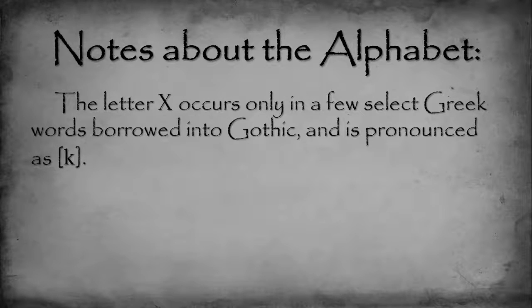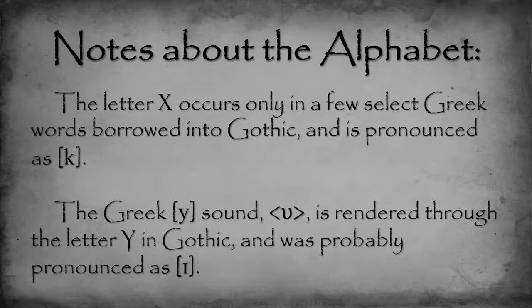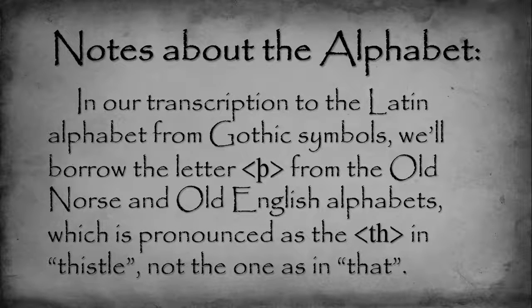The letter Enguz occurs only in a few select Greek words borrowed into Gothic, and is pronounced simply as K. The ancient Greek U sound, upsilon, is rendered through the letter Winne in Gothic, and is probably pronounced as a short I sound, which we'll cover later. In our transcription to the Latin alphabet from Gothic symbols, we'll borrow the letter thorn from the Old Norse and Old English alphabets, which is pronounced as the TH in thistle, not the one as in that.